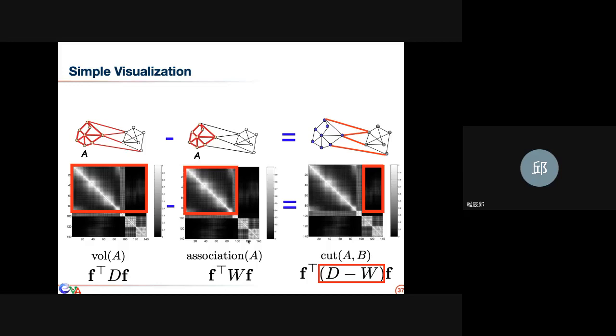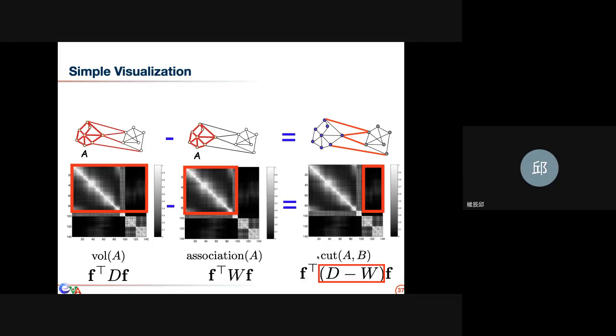right? So now the association of A can be computed by F transpose times W times F. And actually the volume of A can be computed by F transpose times the degree matrix times F. Okay, this you can easily check on your own. So now the volume of A can be represented by F transpose times the degree matrix times F, and the association of A can be computed by F transpose times the similarity matrix times F.